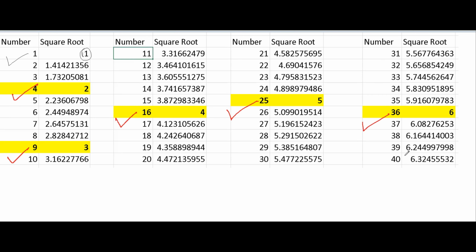For the rest of the numbers, they all are getting decimal numbers, right? Decimal numbers everywhere you can see. This is decimal, here decimal, this is decimal, this is all decimal, this is again decimal. Hope you have understood this, right?